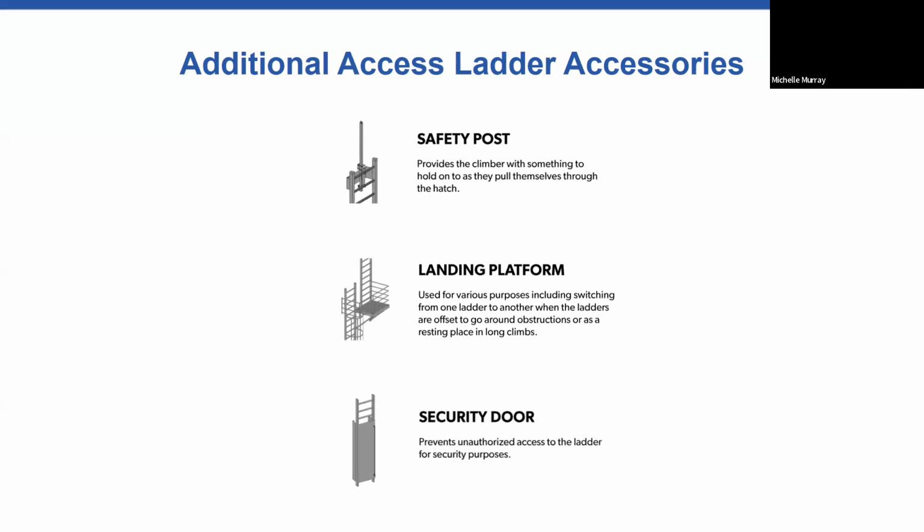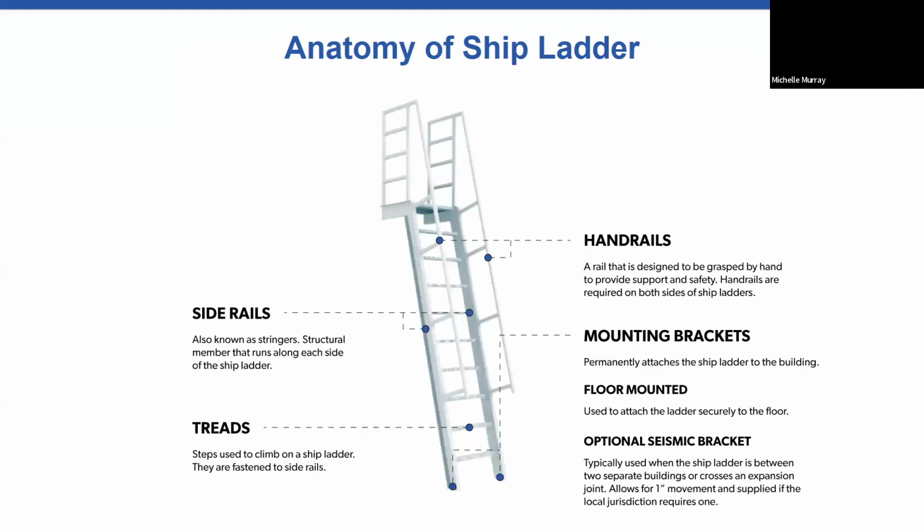A security door will prevent the unauthorized access to the ladder for security purposes. So next, we're going to look at the anatomy of a ship ladder. Sometimes they're called crossover ladders as they are used to cross over mechanical equipment or connect separate buildings. All ship ladders will share these same features: handrails, side rails, treads, and mounting brackets, either floor mounted or an optional seismic bracket.